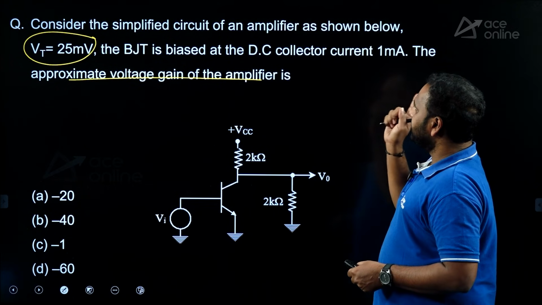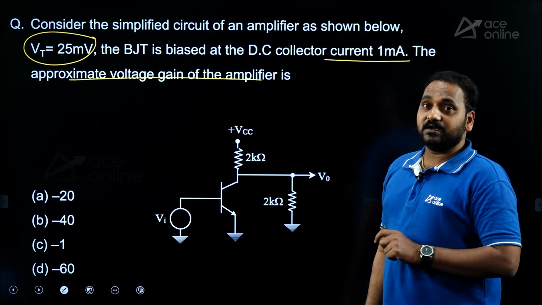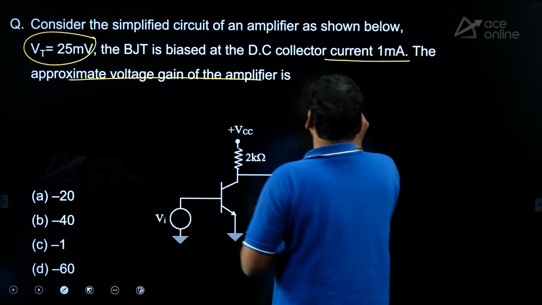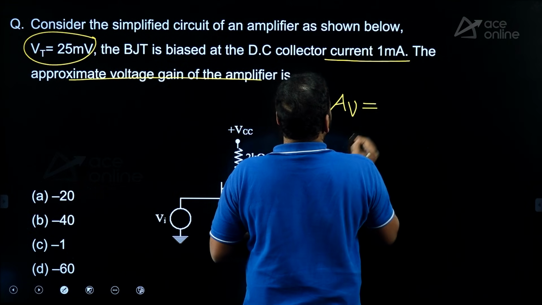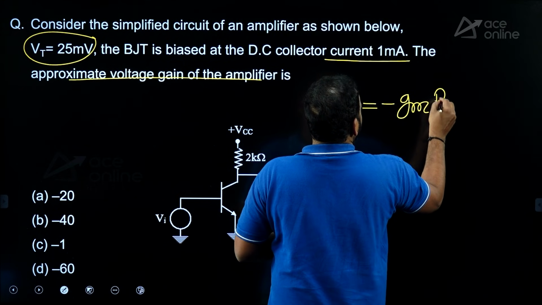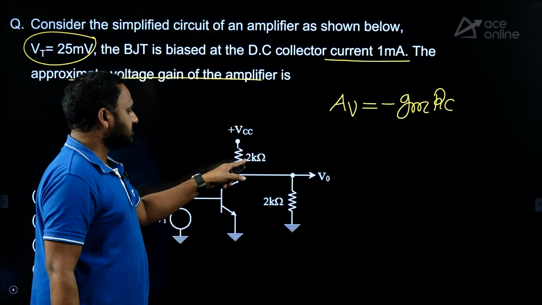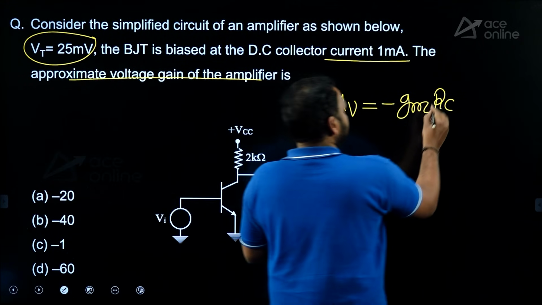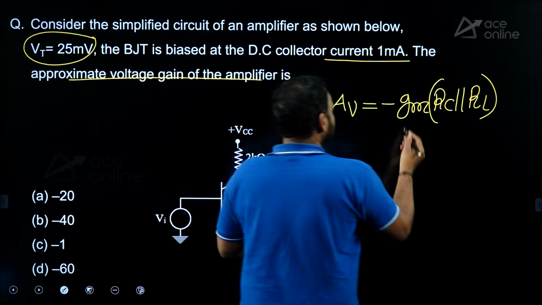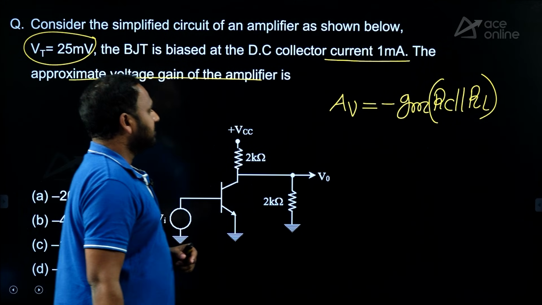But clearly we can understand as per the given data, collector current, the DC biasing current, is provided, and thermal equivalent voltage is also provided. So, we can use this formula. Voltage gain AV is equal to minus gm into RC. But we don't have RC alone. In this amplifier, we have RC as well as RL. So, gm into RC parallel RL. So, what is the transconductance gm? IC by VT. Strictly speaking, IC DC by VT.